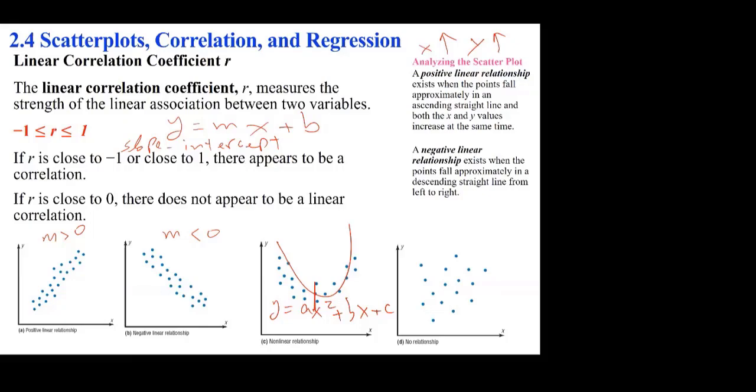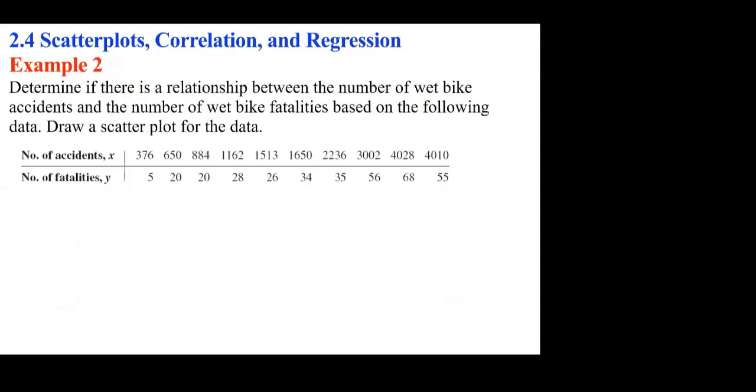A negative linear relationship exists when the points fall approximately in a descending straight line from left to right. Thanks. That means when x goes up, y goes down. And a nonlinear relationship exists when the points fall in a curved line. An example of that is part C. And there could be a case when no relationship exists. Sometimes it happens, in which case there is no specific pattern which can be described, as is the case for the last one.